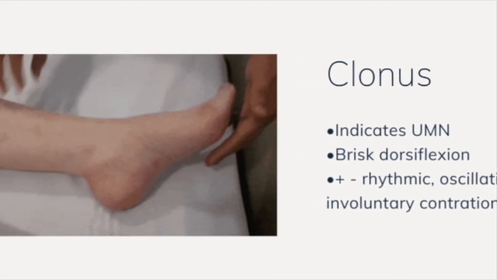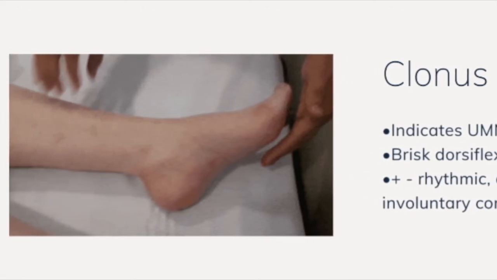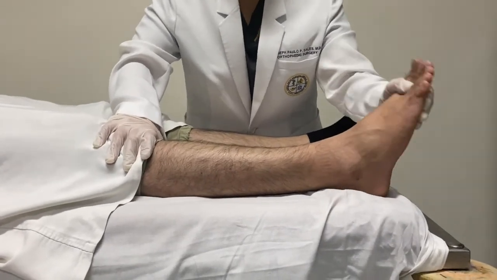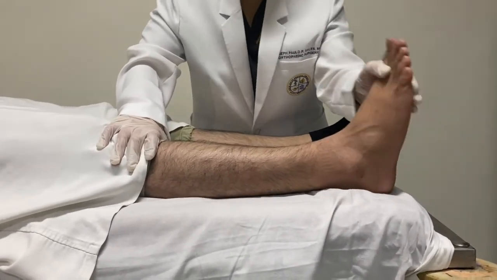Clonus also indicates an upper motor neuron lesion. Brisk dorsiflexion of the ankle causes rhythmic, oscillating, and involuntary contractions.